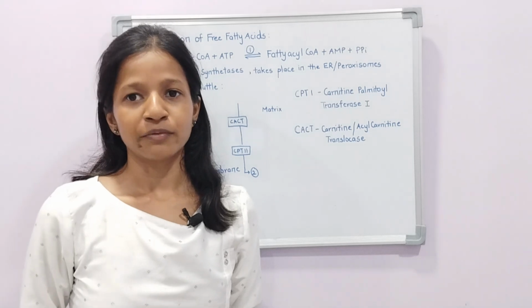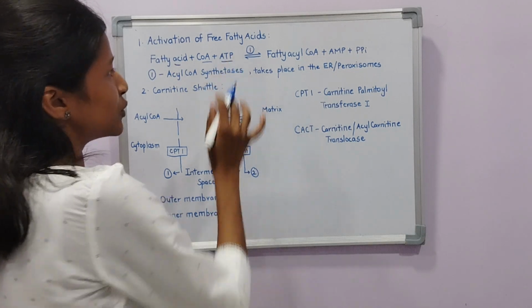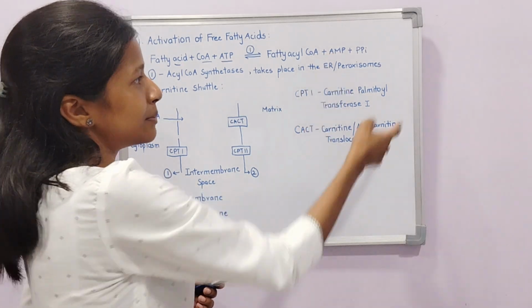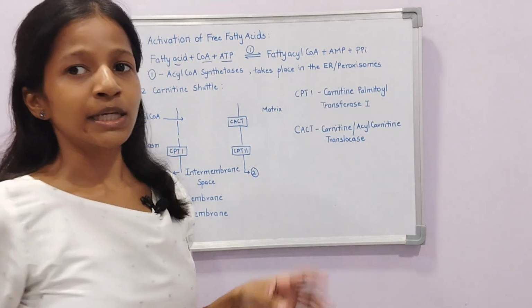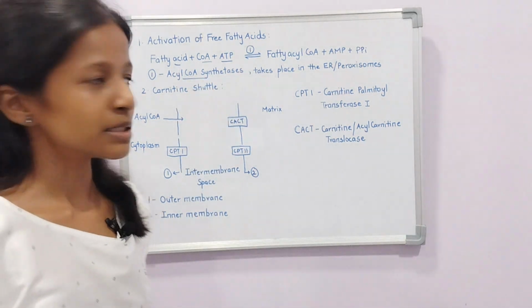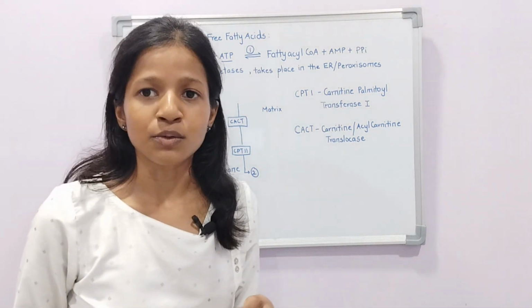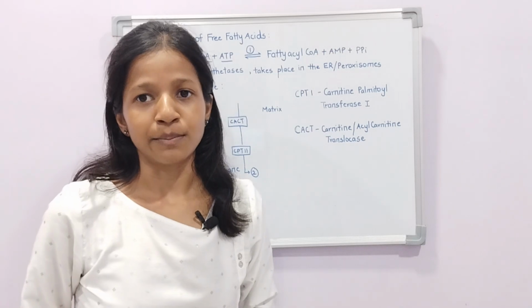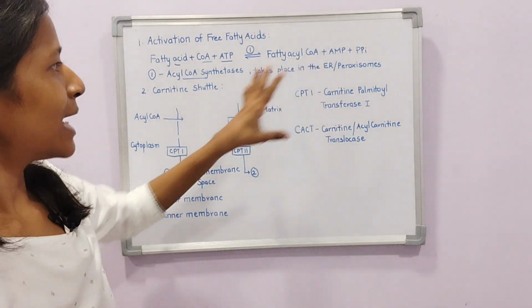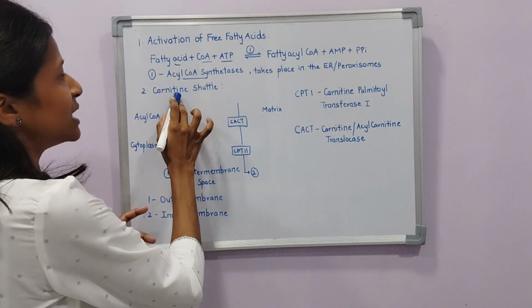Starting with the activation of fatty acids, they react with coenzyme A and a molecule of ATP to form fatty acyl-CoA, and AMP is liberated with inorganic pyrophosphate, and this reaction is catalyzed by the enzyme acyl-CoA synthetases, and this activation takes place in the endoplasmic reticulum or peroxisomes, and sometimes even in the outer mitochondrial membrane. So the first step is done. Now this activated form, which is the acyl-CoA, has to be transported into the matrix. So that happens through the carnitine shuttle.